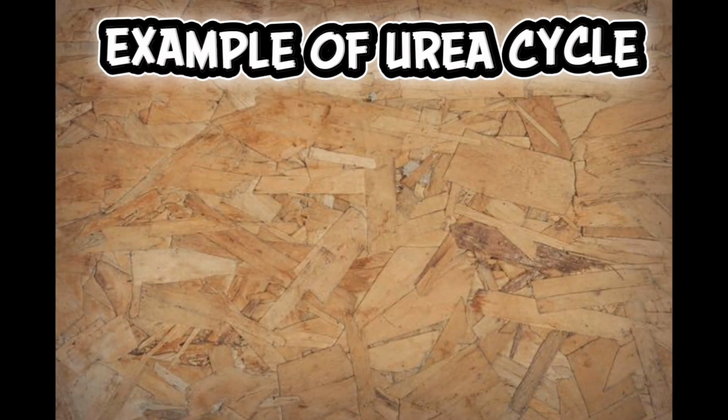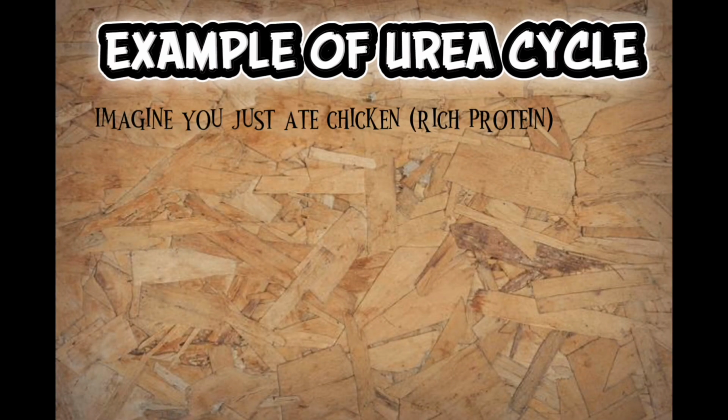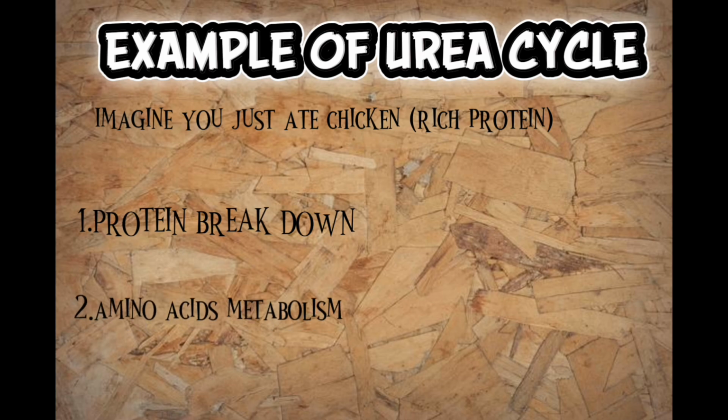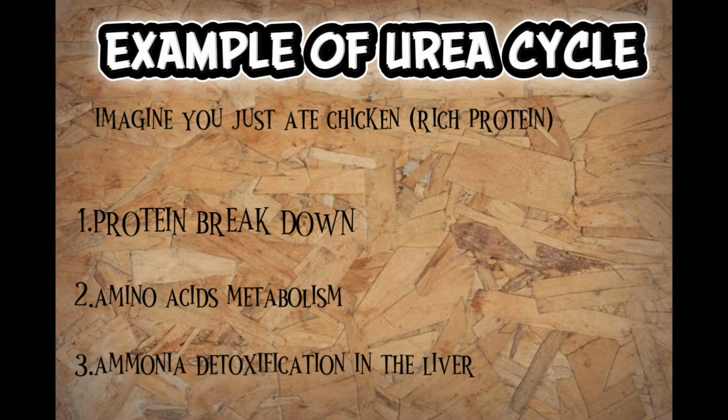So let's give an example of the urea cycle. Just imagine you just ate chicken, which is rich in protein. The number one step is protein breakdown. Your body digests chicken into amino acids. The second one is amino acid metabolism. During the use of amino acids for energy, a toxic byproduct called ammonia is released. The third one is ammonia detoxification in the liver. The liver runs the urea cycle to safely remove this ammonia.